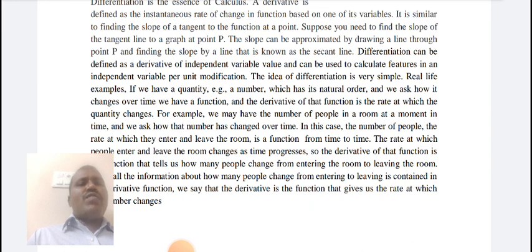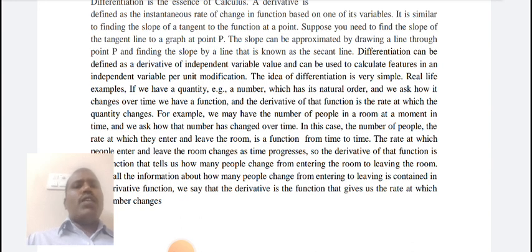The idea of differentiation is very simple. In real life, if we have a quantity, for example a number which changes over time, and we ask how it changes, we have a function, and the derivative of that function is the rate at which the quantity changes.